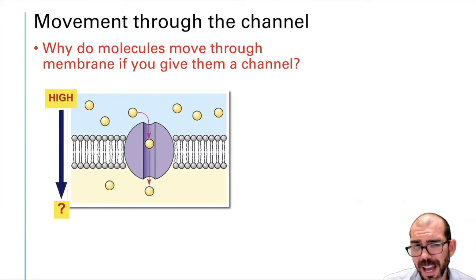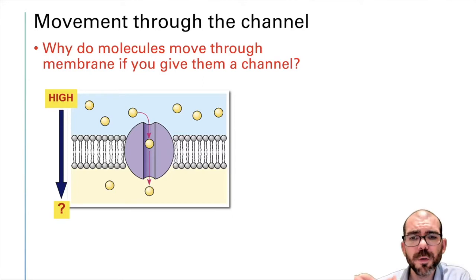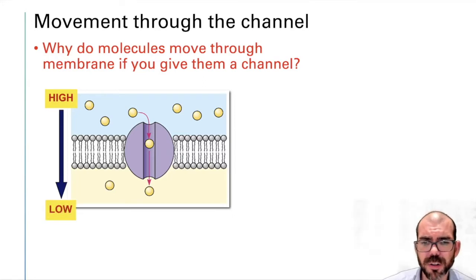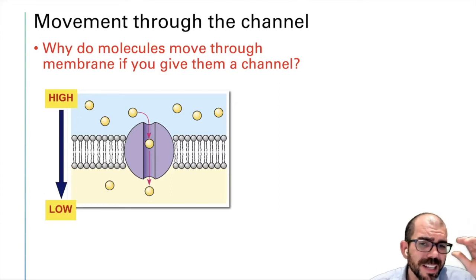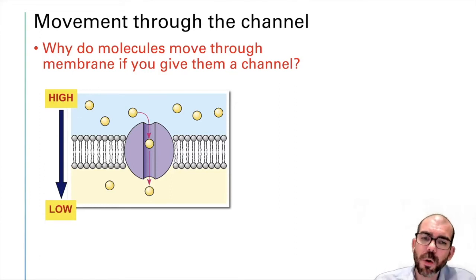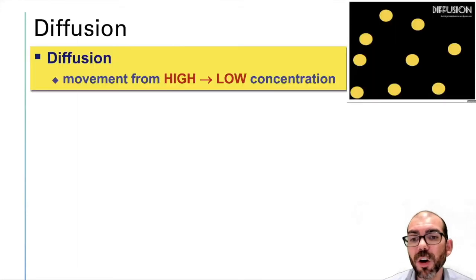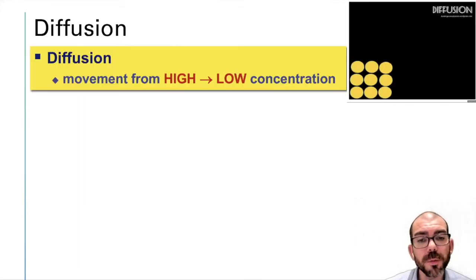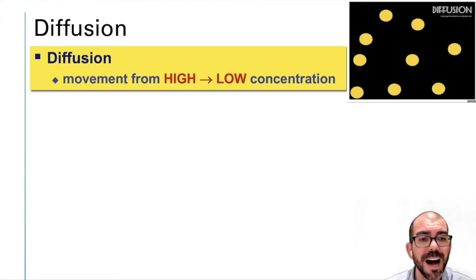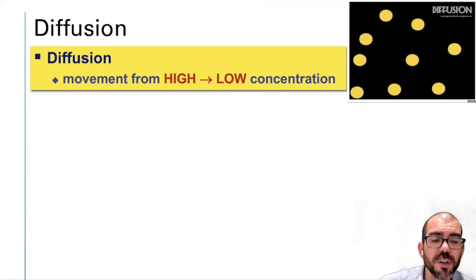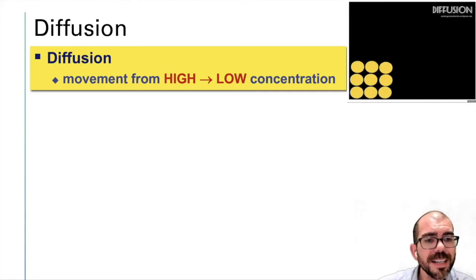Specifically, there tends to be a tendency moving from particles from a high concentration to a low concentration. If there's more stuff outside the cell than there is in, the more stuff outside tends to move in. This is something we call diffusion, or the natural movement of particles from an area of high concentration where there's more stuff to an area of low concentration where there's less stuff. And you can see it in this animation.